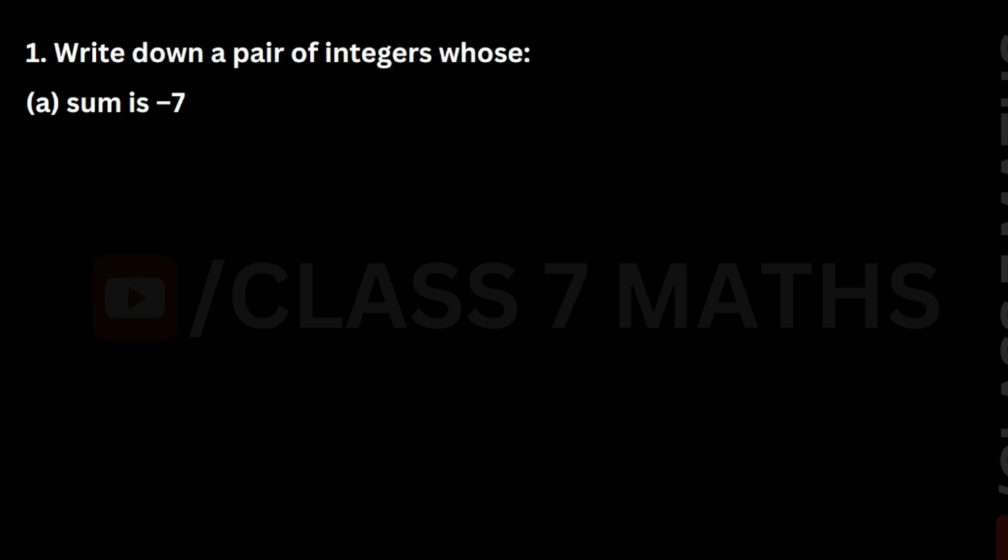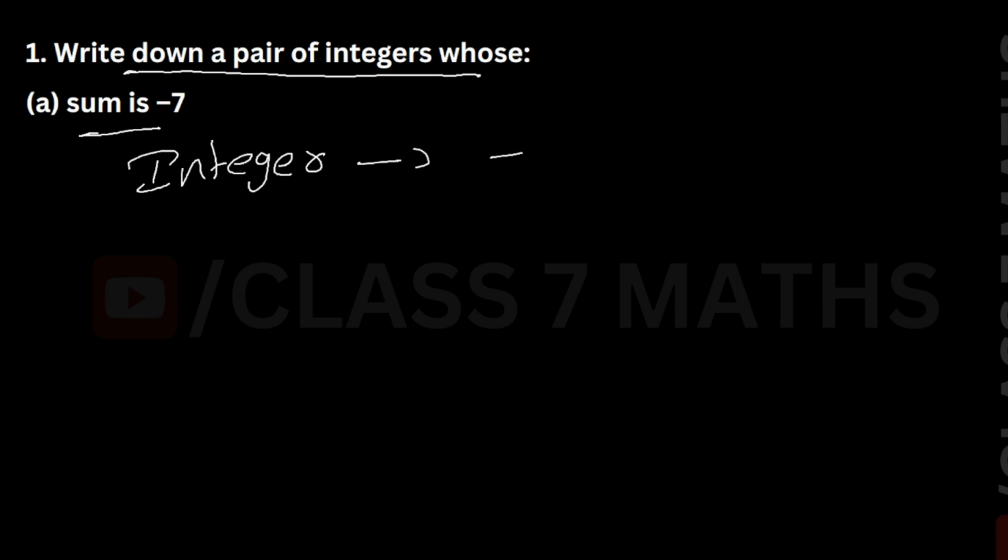Today we are going to discuss exercise 1.1.1 problem. Here they have asked: write down a pair of integers whose sum is minus 7. So let's discuss what an integer is. An integer is a combination of positive numbers and negative numbers including 0.